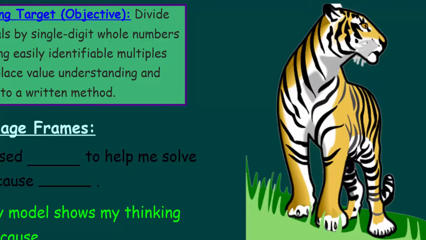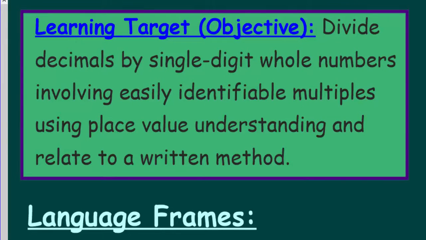Let's get started. Here we have a learning target. This is our objective. This is not so much our question, but this is what is guiding us and what we are going to learn today. It says: divide decimals by single digit whole numbers involving easily identifiable multiples using place value understanding and relate to a written method.